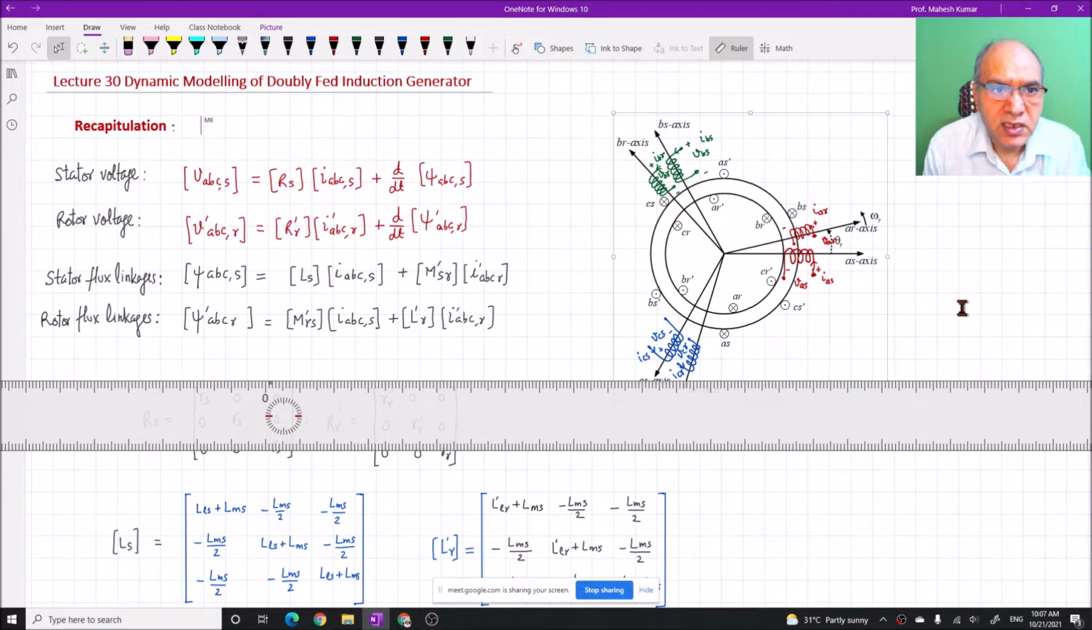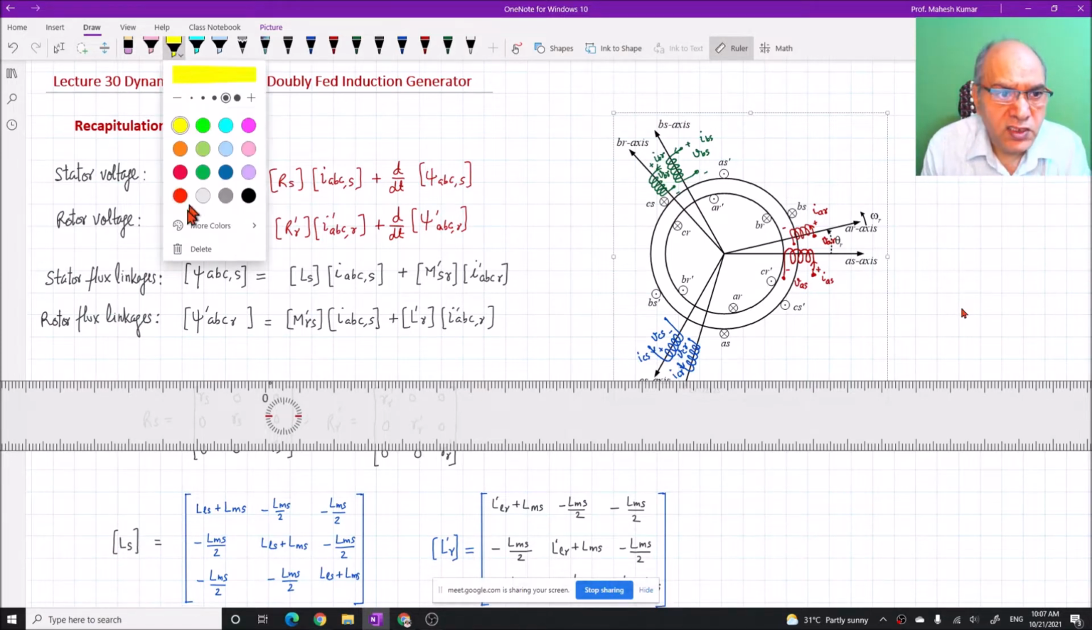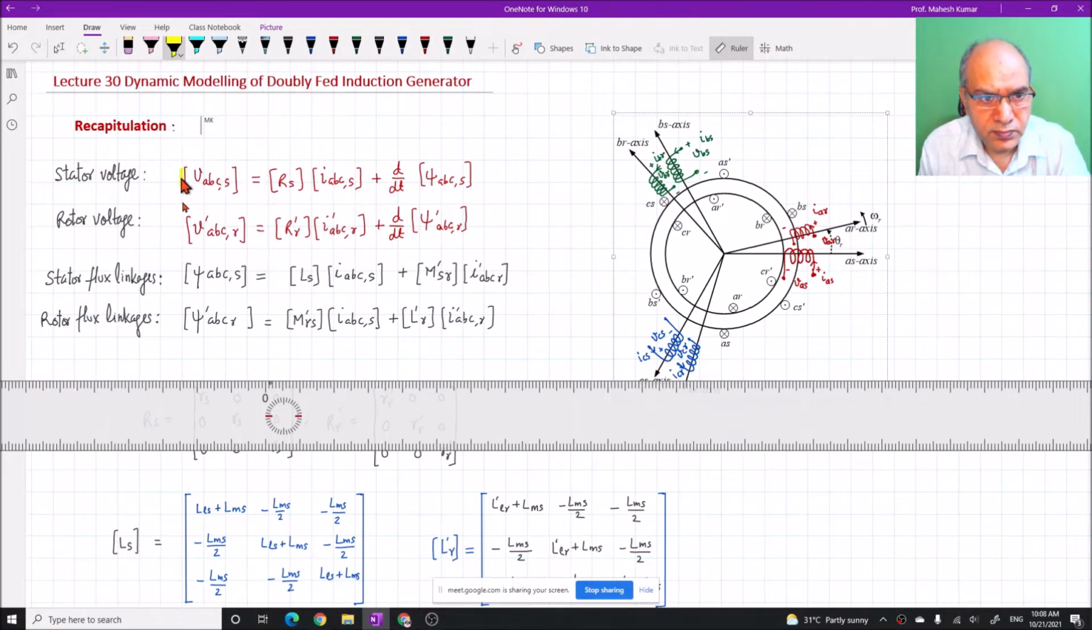So you can see equation 1 is for the voltage on the stator side, V_abc,s for stator, and this is given as R_s, the resistance matrix, into i_abc,s plus d psi/dt of flux linkage, that is, the change of the flux linkage. That is the basic equation for any machine or any electrical circuit which involves a magnetic circuit.